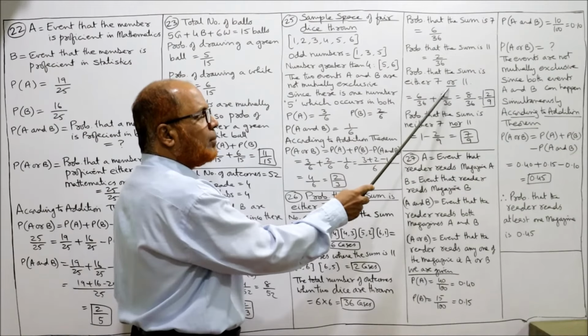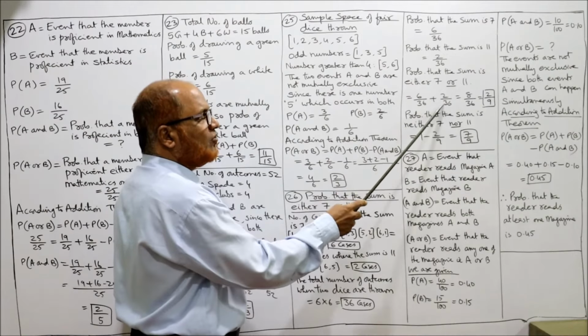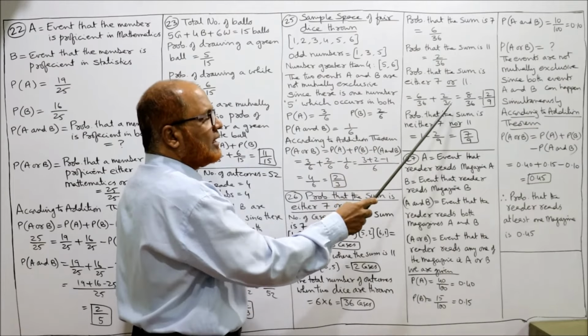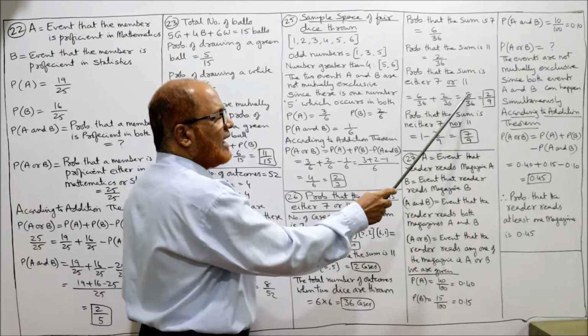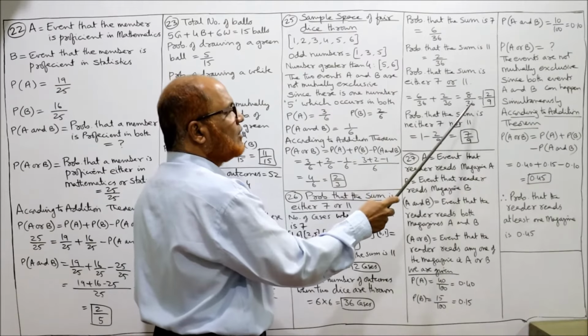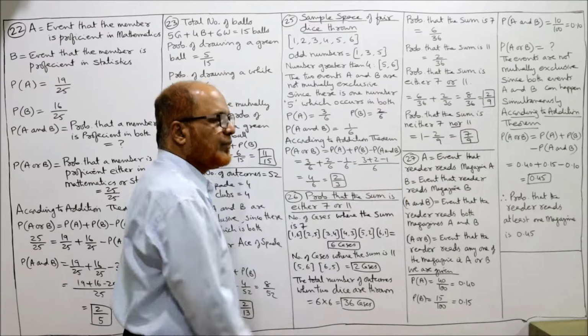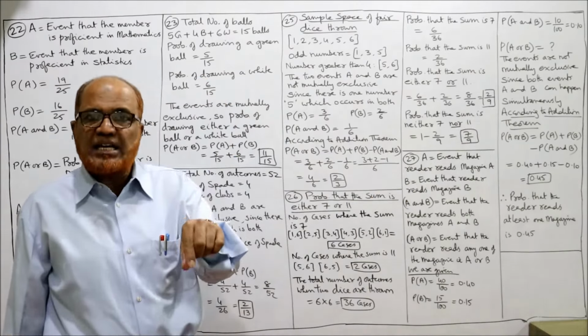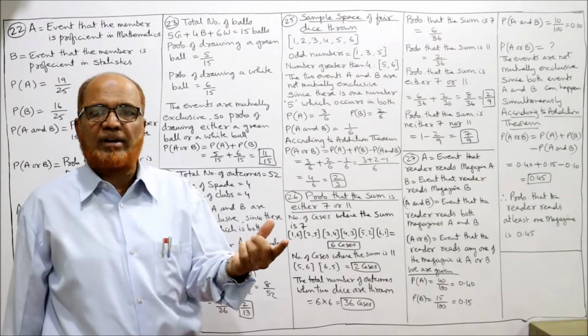P of A or B is equal to P of A plus P of B. P of A is 6 by 36, P of B is 2 by 36. तो LCM 36 आ गया, 6 plus 2, 8 by 36. 8 by 36 का मतलब 4 2s are 8, 4 9s are 36, 2 by 9. So 2 by 9 is the probability that the sum is either 7 or 11.